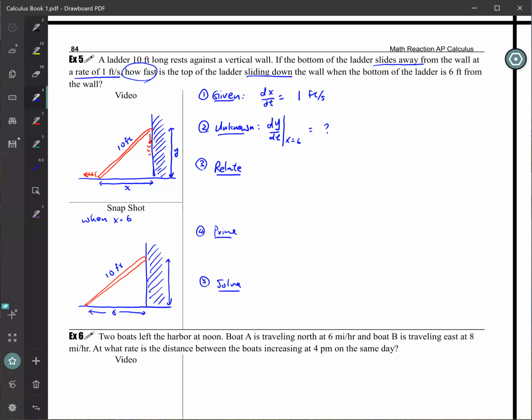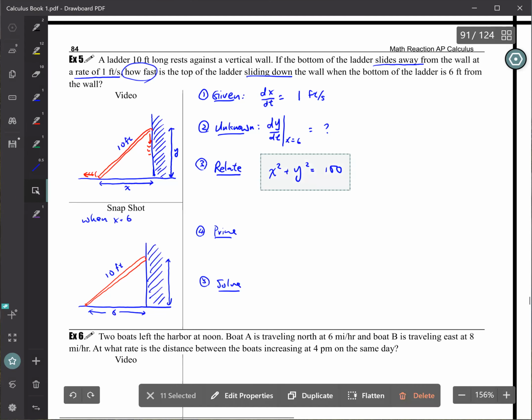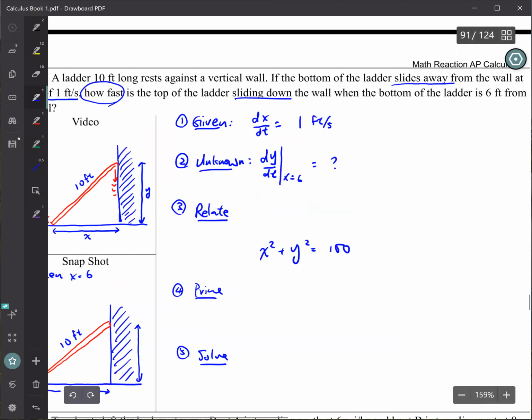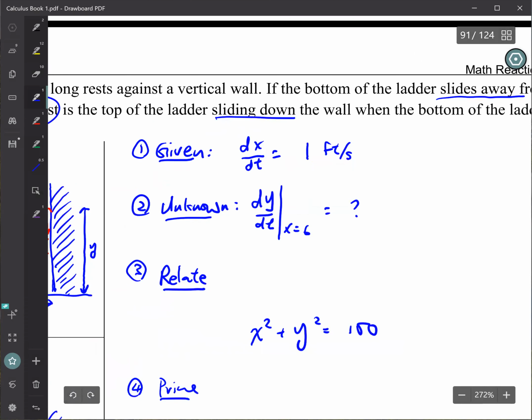Okay. So x squared plus y squared always equals 100 because the hypotenuse, or the length of the ladder, doesn't change. Okay, so let's see if this is the relation that we want. The easy way to check is to figure out what variables we want to relate. So you look at your given and the unknown. We want to relate what and what?